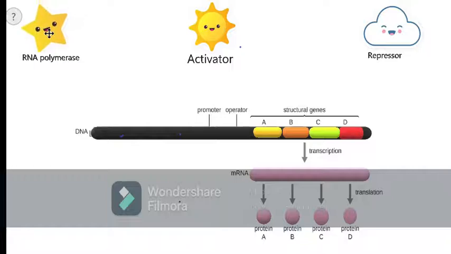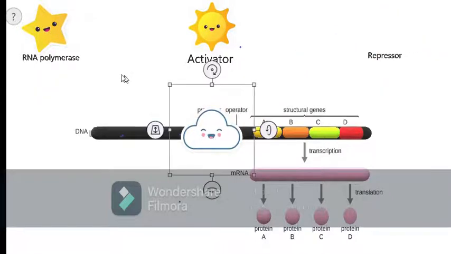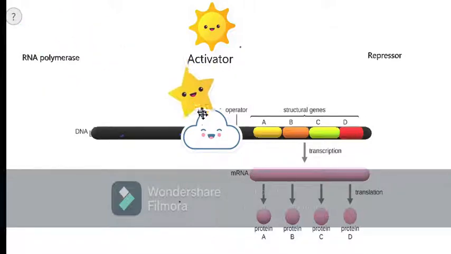Now, what happens with a repressor? Well, a repressor will also bind the promoter region. And when it does that, it will prevent RNA polymerase from binding that promoter region.